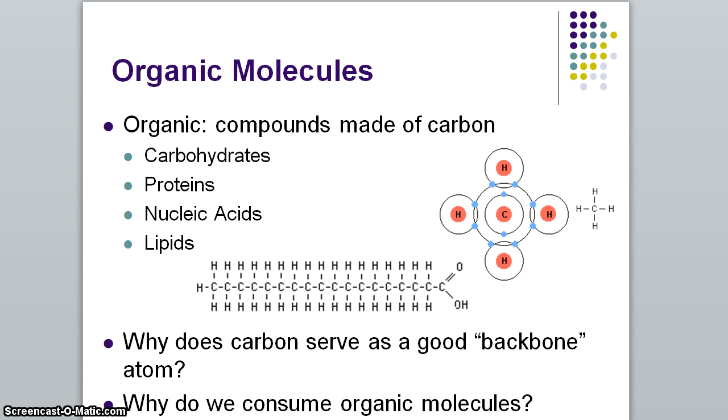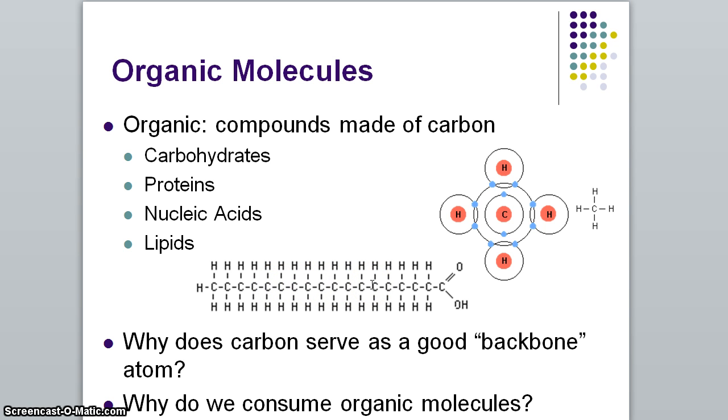So why is carbon such a great backbone? In order to think about that, you have to think about the structure of the carbon atom. So if you look up here, this carbon atom has 4 valence electrons, which allows it to form 4 bonds with 4 other atoms.